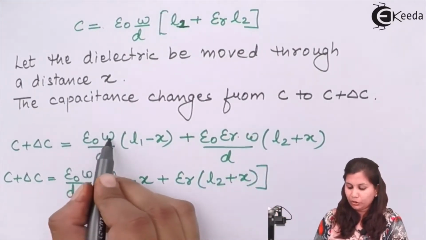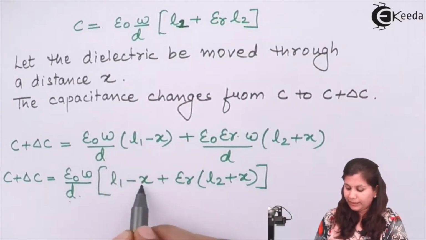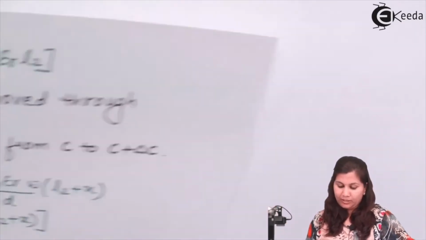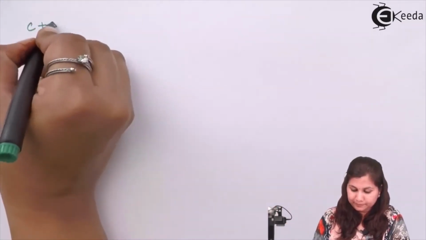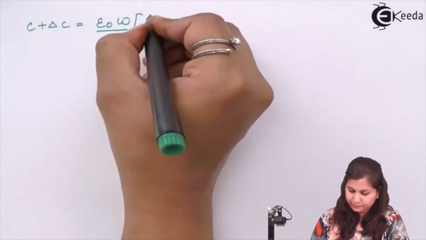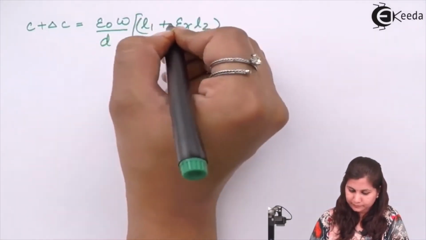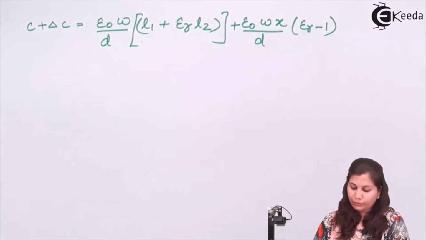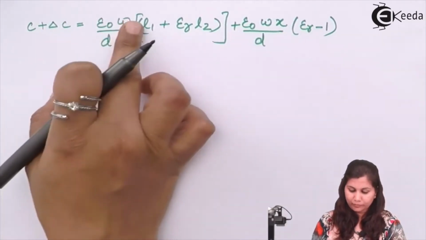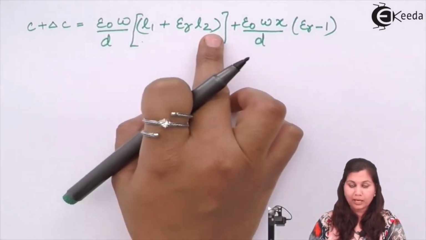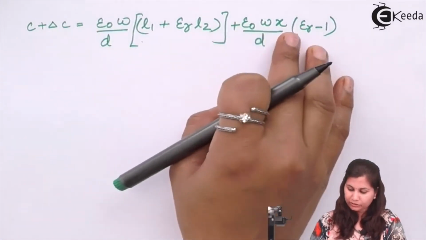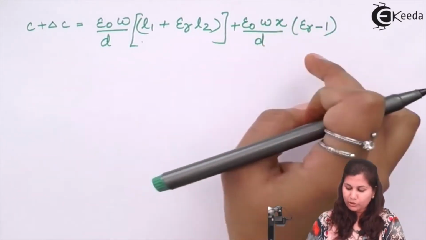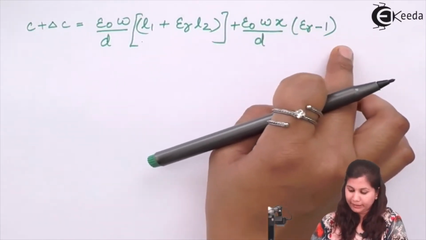So we have taken epsilon naught omega by d common. Here L1 minus x plus epsilon r L2 plus x, they are remaining. Again simplifying this. So when we simplify it, epsilon naught omega by d L1 plus epsilon r L2, they are left, and on the other side we are left with epsilon naught omega x by d we have taken common. So epsilon r minus 1 are remaining.